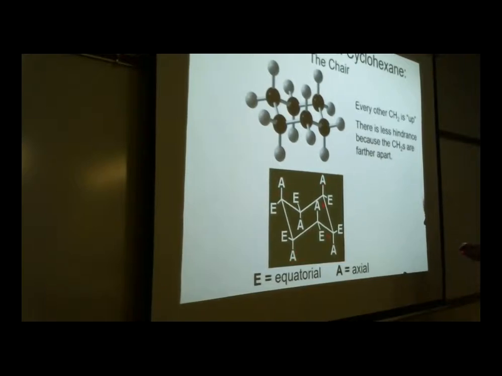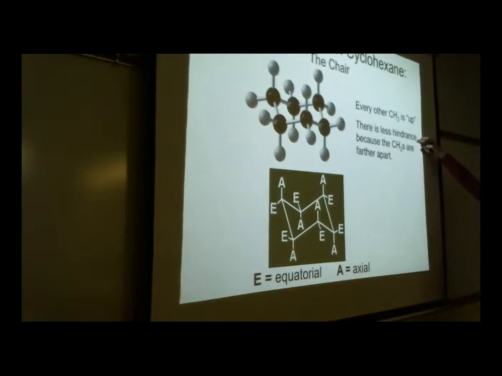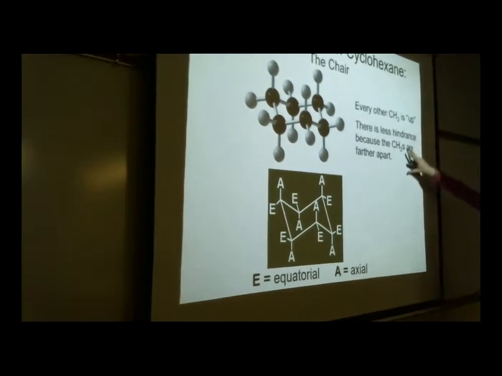Equatorial is on the side, like the equator. Okay, this one is more stable. It's called steric hindrance. There's less of that in the chair.